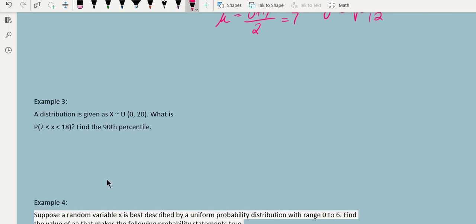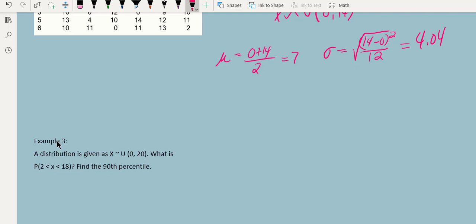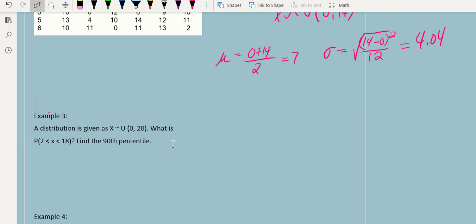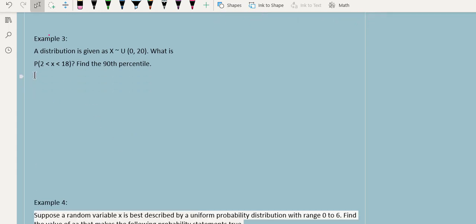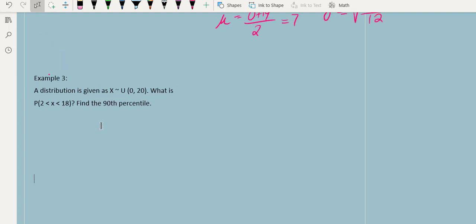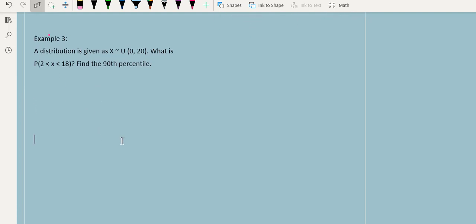So, we'll do one more really quickly. It says the example, a distribution is given where x is in the uniform distribution of 0 to 20, and asks what is the probability of 2 to 18, and then it wants us to find the 90th percentile of that. So first things first, we would want to discuss what is our A and what is our B. Our A would equal 0 and our B would equal 20.